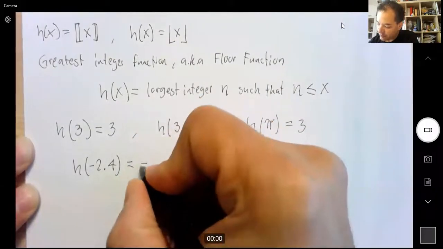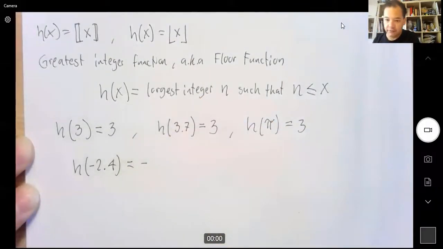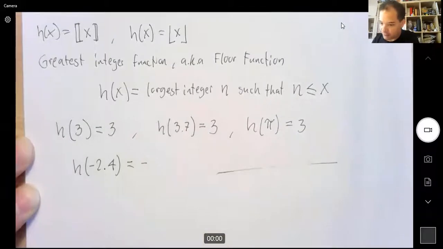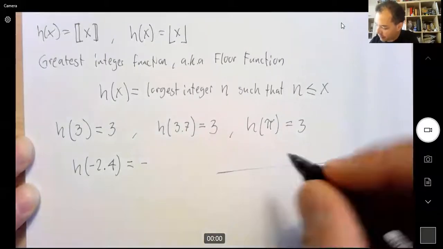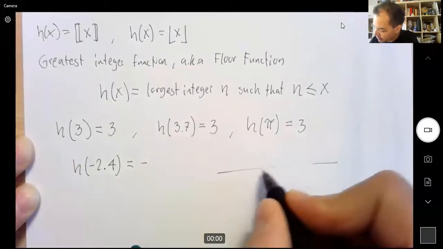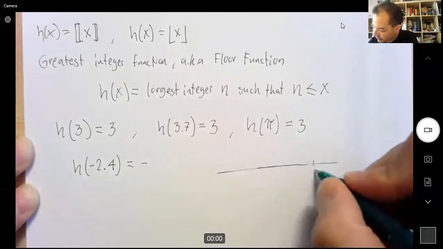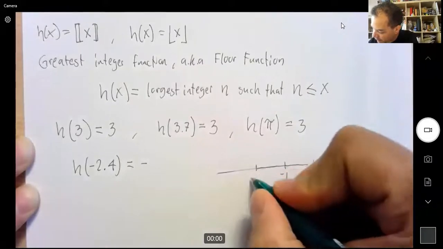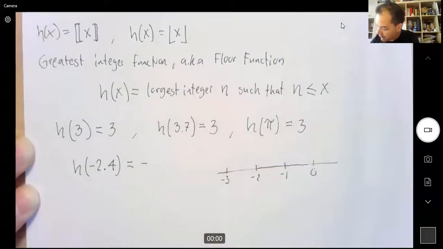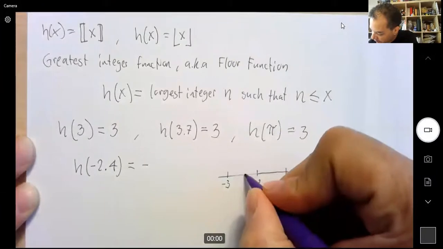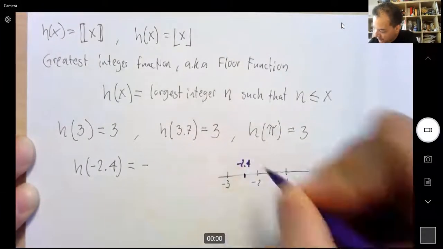So let's do a little drawing here. I have as options, Petros says negative 3, and I heard negative 2 as well. So let's do a picture here. Here's the real line, and here's 0, here's negative 1, here's negative 2, here's negative 3. And right now we're looking at negative 2.4, right? So that's this number right here, over here, negative 2.4.